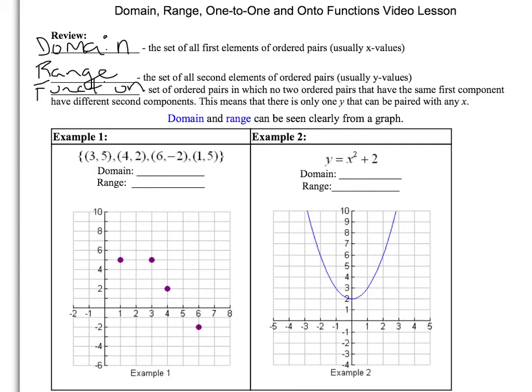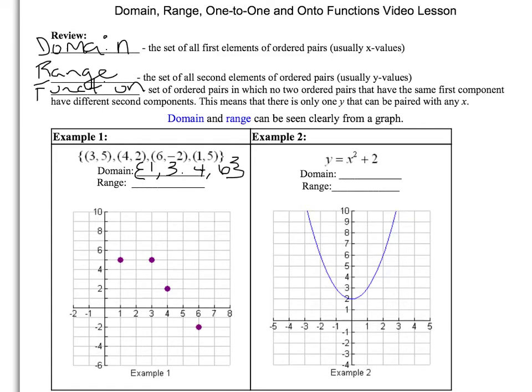We can look at a graph to determine domain and range. If we look at the graph in the first picture of example 1, our domain is our x values and the range is our y's. So the domain is, I can see my dots are at 1, 3, 4, and 6. So my domain is going to be 1, 3, 4, and 6.